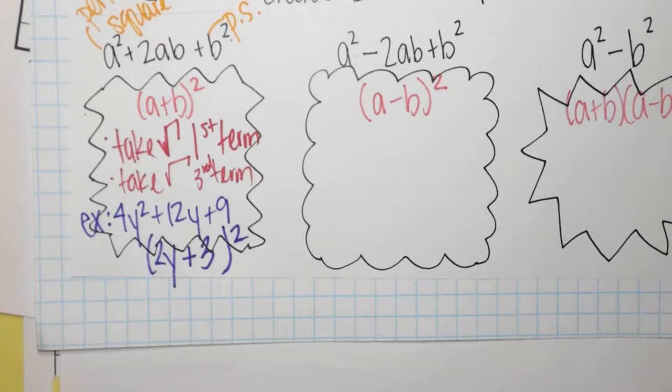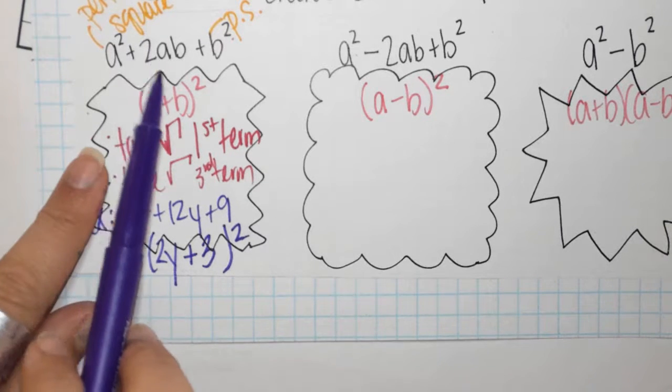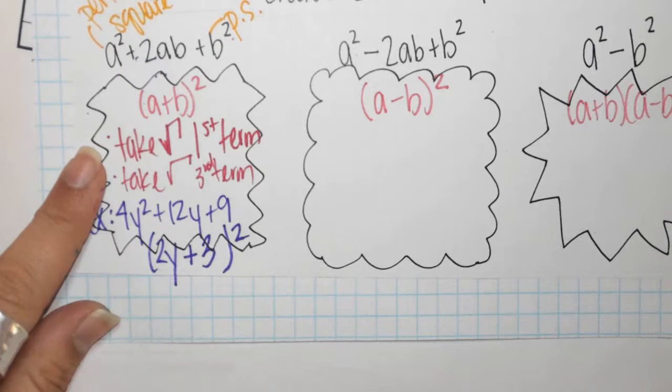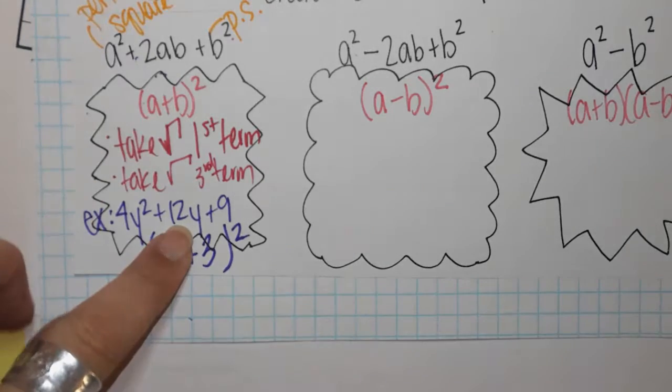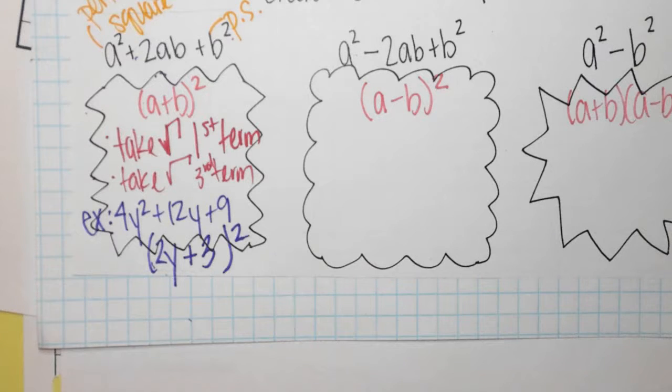It went away. Now let's talk about y. To get your middle term, it's 2 times a times b, right? What's 2y? Our a is 2y, our b is 3. So what's 2y times 3? 6. Times 2 is? There it is! Yes! That's fine. I know.